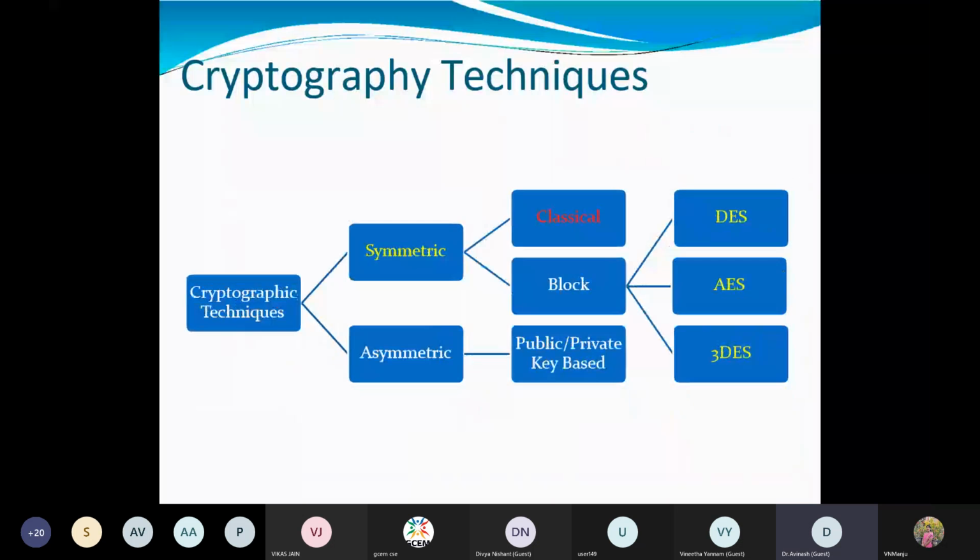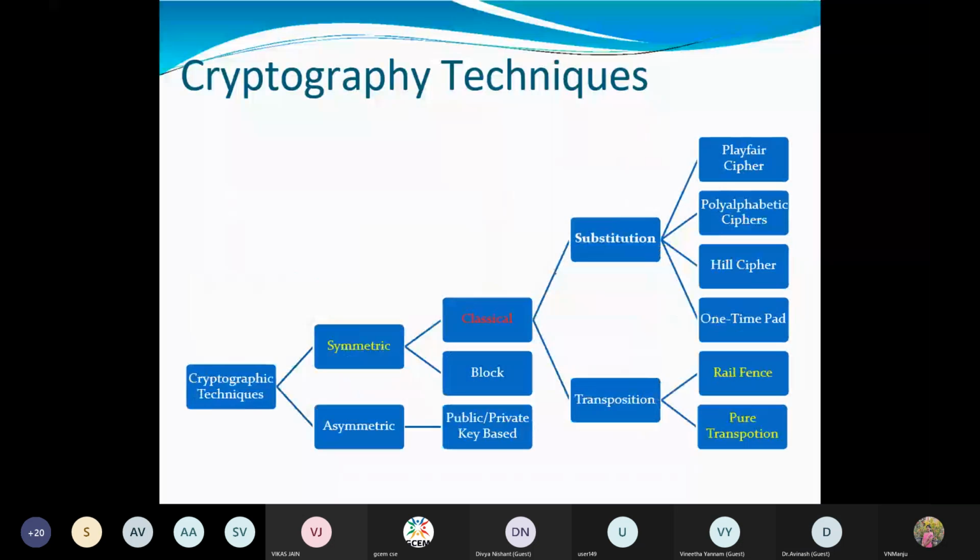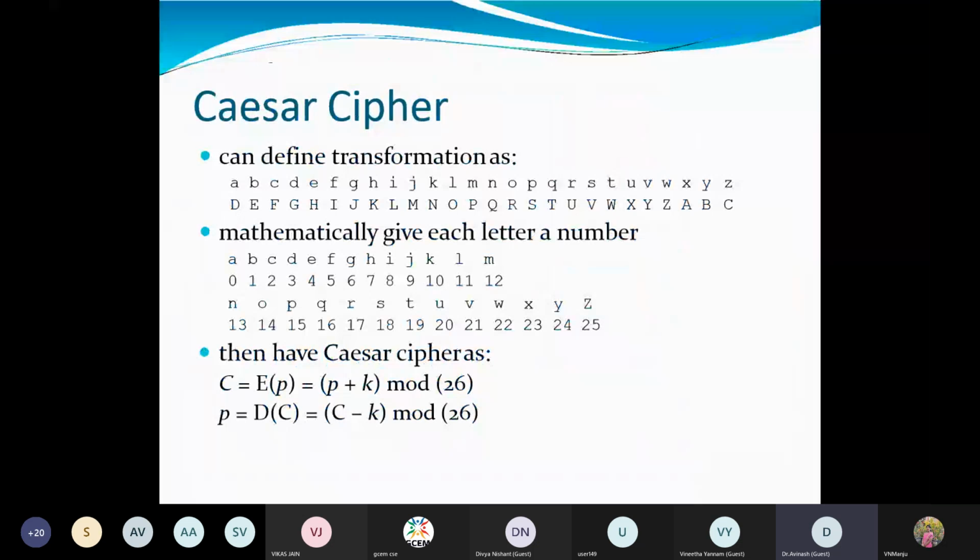So here we understand that the symmetric block cipher based cryptographic techniques are using three types of algorithms: the DES algorithm, the AES algorithm, and the 3DES algorithm. The next one is the way by which we can transform our alphabets from one to other.